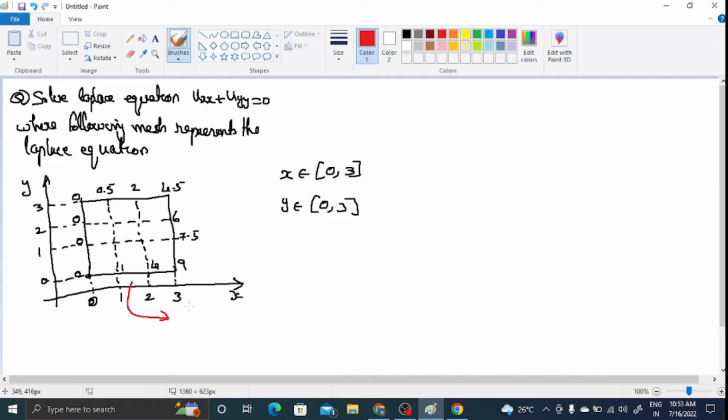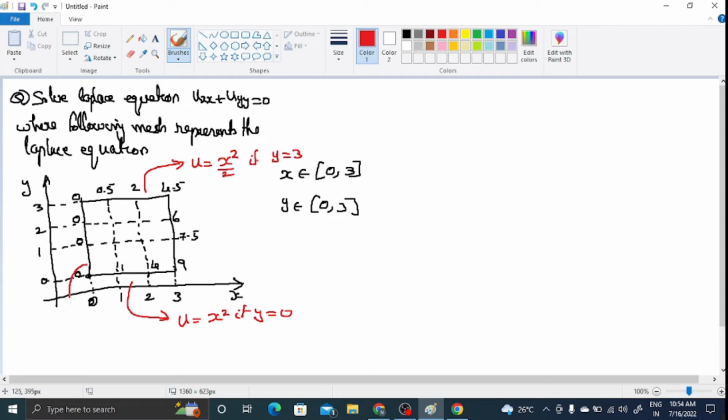You can see that the bottom boundary is u equal to x square if y equal to 0. So this one is an equation that is representing the bottom boundary: u equal to x square if y equal to 0. What about this top boundary? The top boundary is u equal to x square by 2 if y equal to 3. This is y equal to 3. If y equal to 3, then u equal to x square by 2.